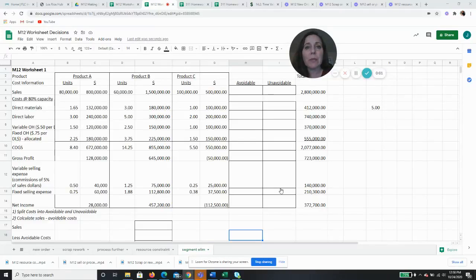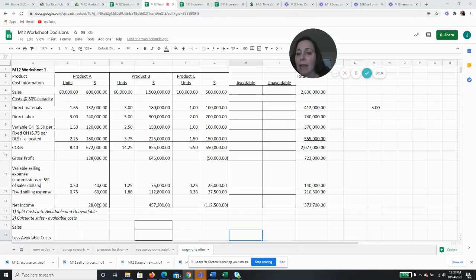Our last decision we're going to talk about is when we decide whether or not we want to eliminate a segment, and in this case, it's going to be a product. Okay, so now we have three products, A, B, and C.